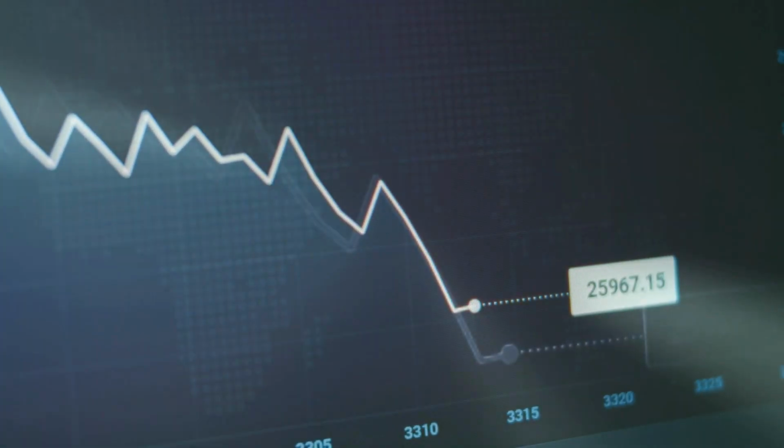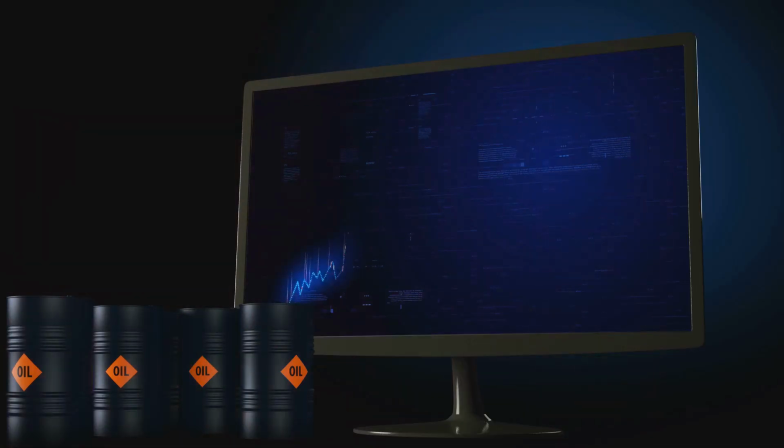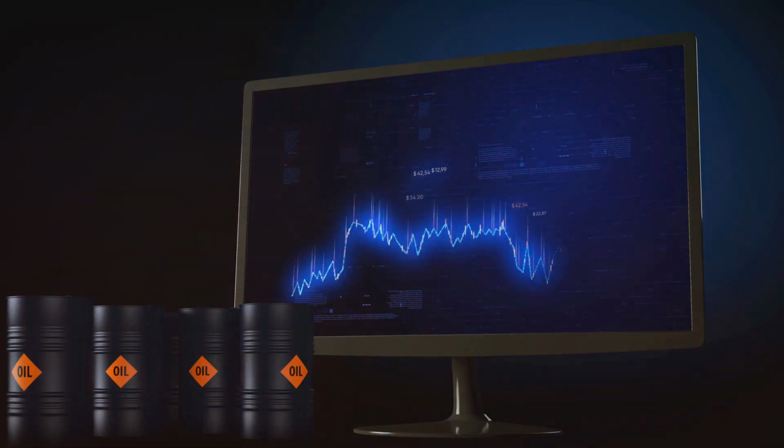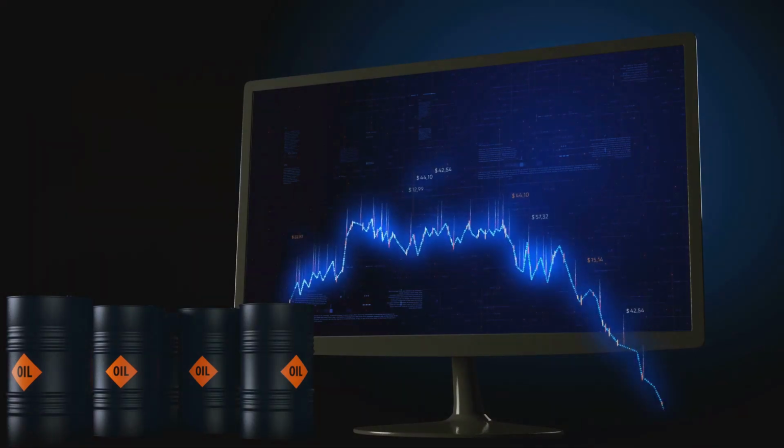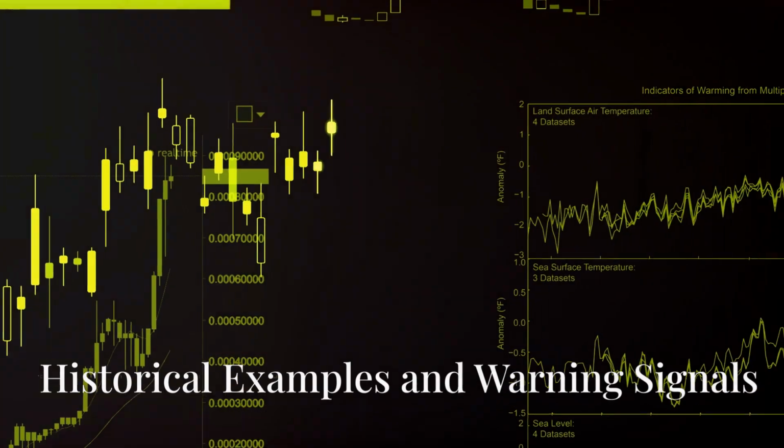But why is this important? If valuations are very high, as we currently see, it could indicate that the market is overvalued and that a correction or even a downturn may be imminent.